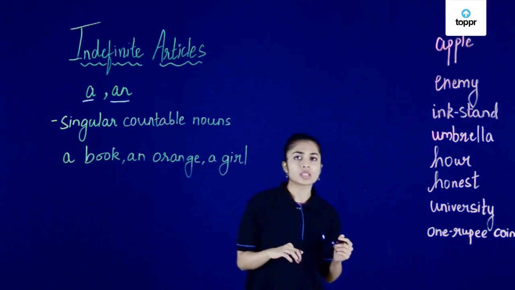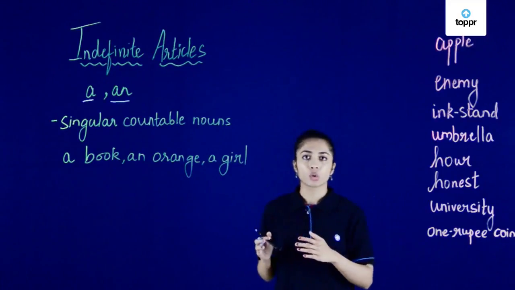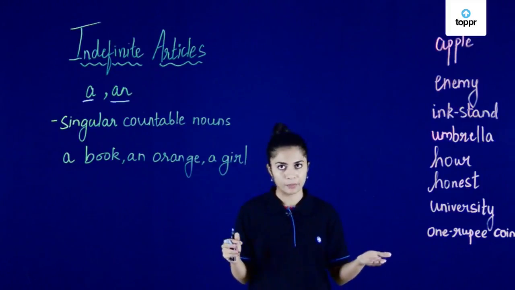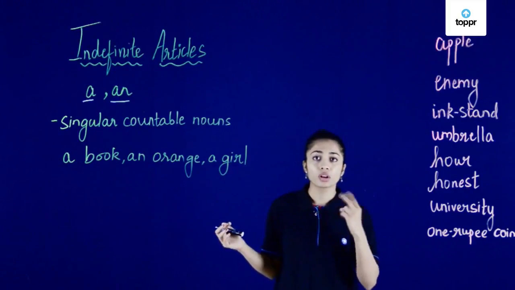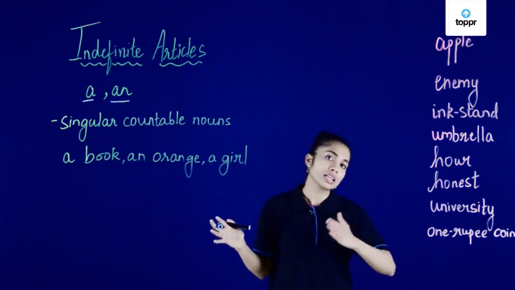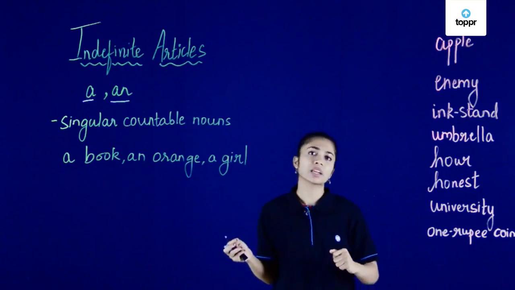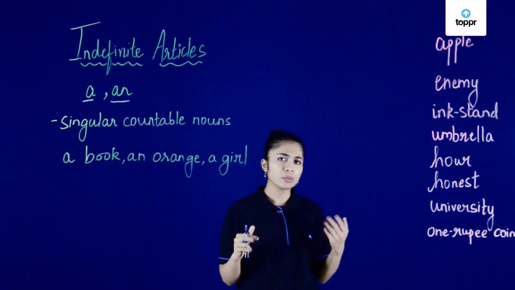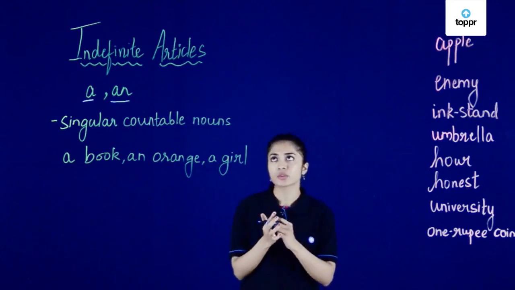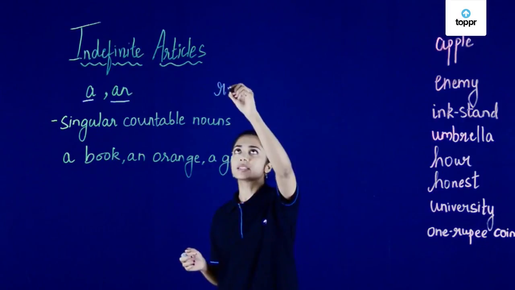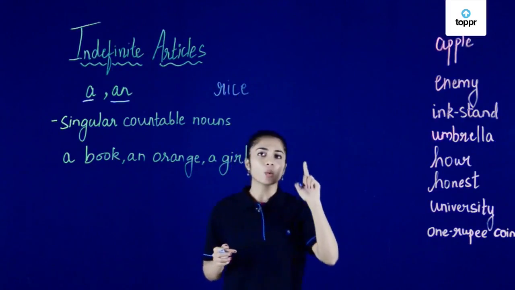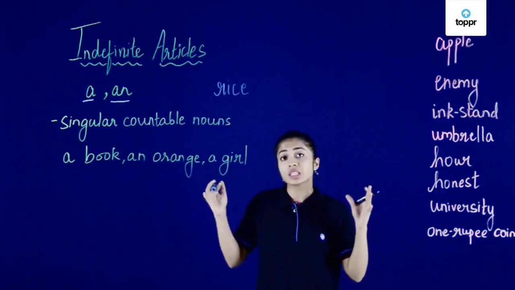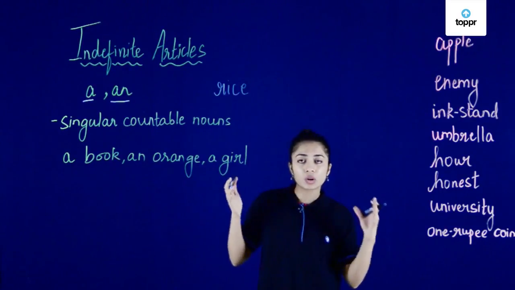So countable nouns are nouns, obviously, the ones that we can count, and we can also put a number before them. For example, one book, two books. Therefore, book is a countable noun. Let me give you an example of an uncountable noun. An uncountable noun is rice. So when I write rice here, I cannot say I want one rice or two rices. That is because rice is an uncountable noun.